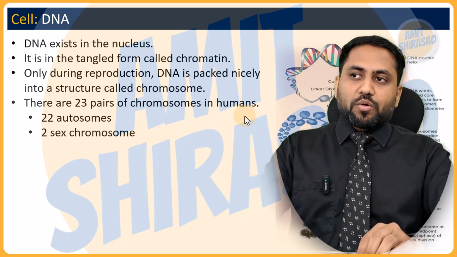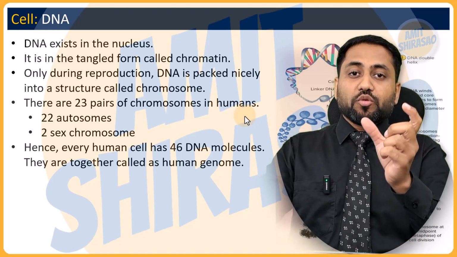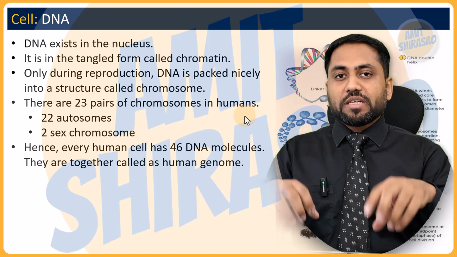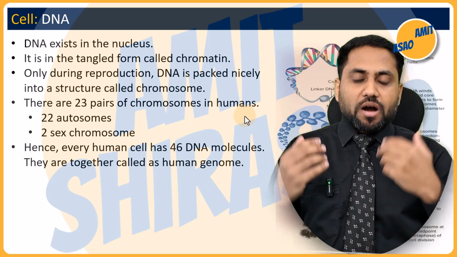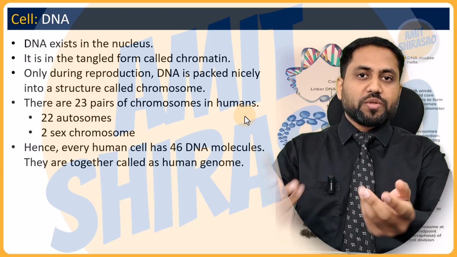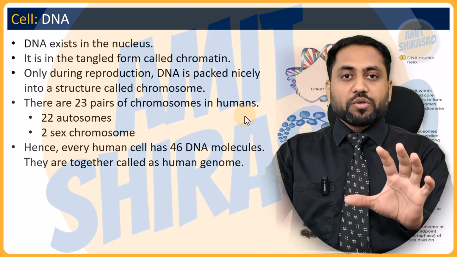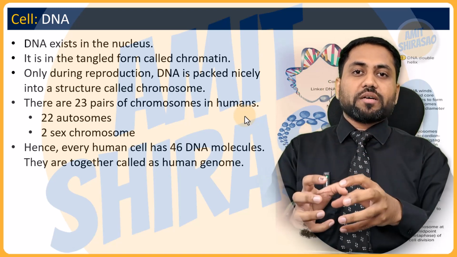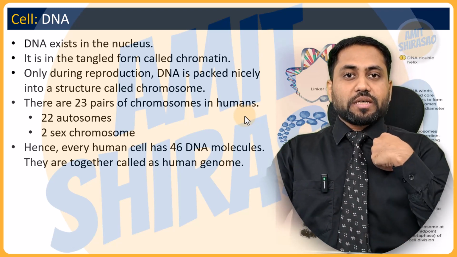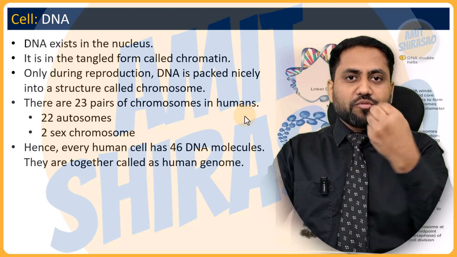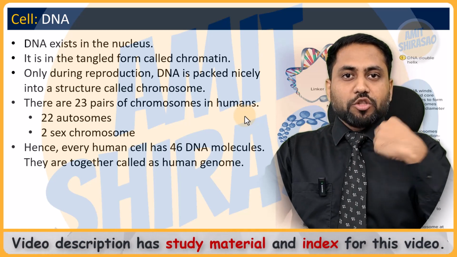Now, the human body has 46 DNA molecules. They are together called the human genome. So how will a human being be generated? From a single cell, I can generate the entire human body. How does every cell know how the human body should be? Every cell has these 46 DNA molecules, and together they are called that human's genome. I can generate Amit Shirasao from any single cell of Amit Shirasao's body. That is called my genome.